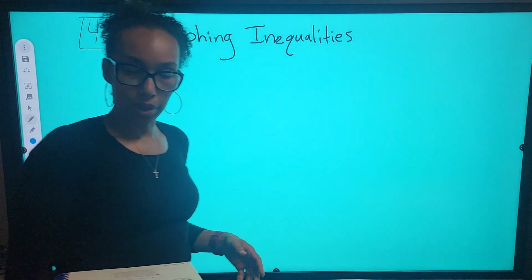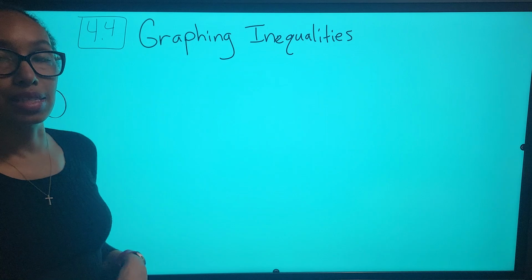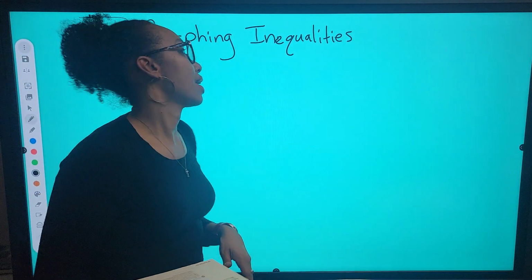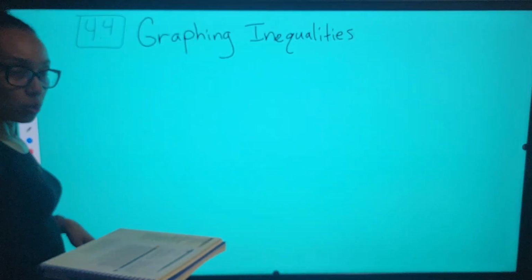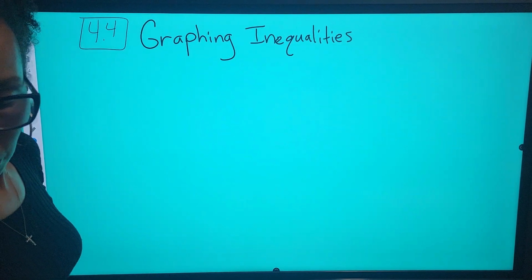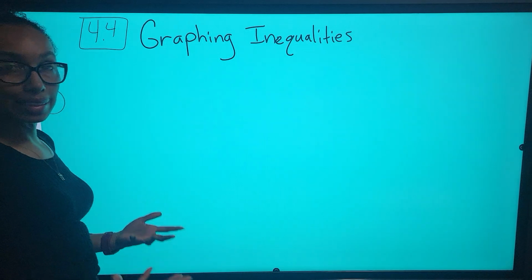Today's lesson, we're in section 4.4, and this is again pre-algebra, talking about graphing inequalities today. This is on page 158 in the textbook. And so first let's talk about what an inequality is.